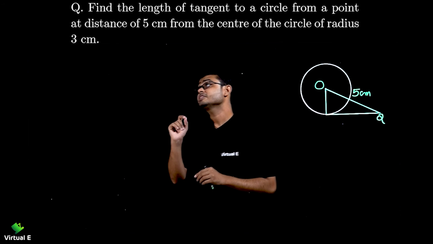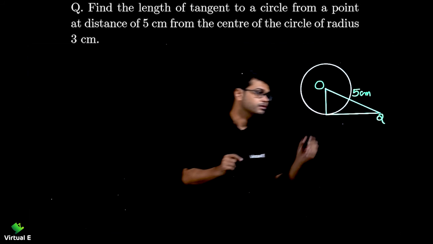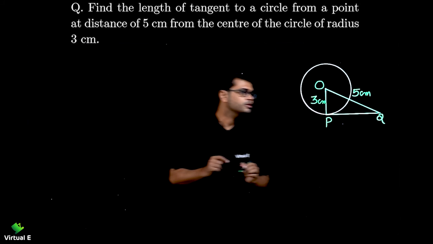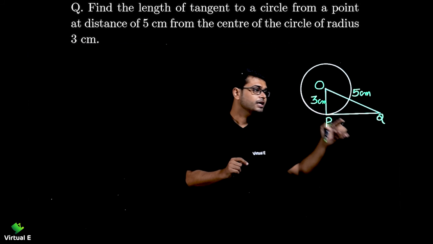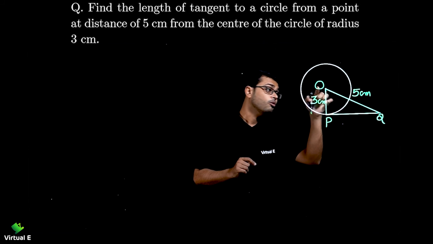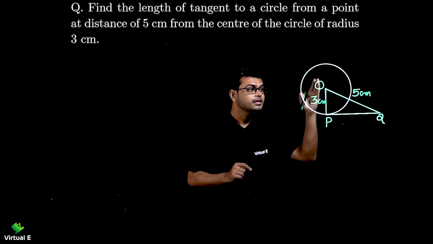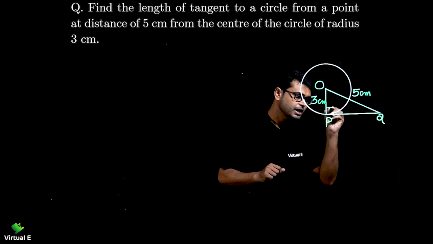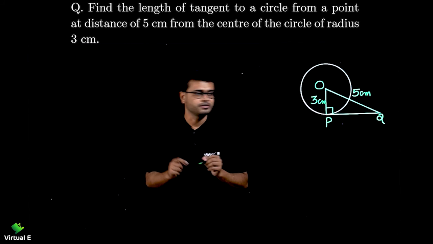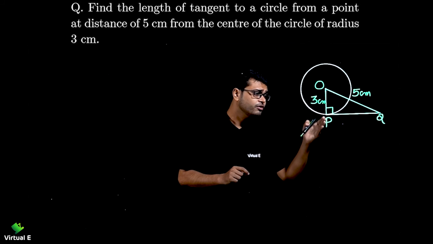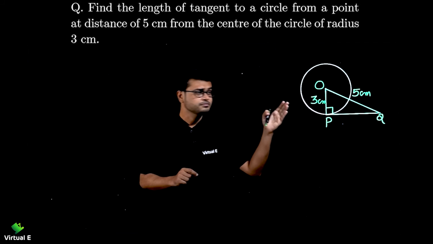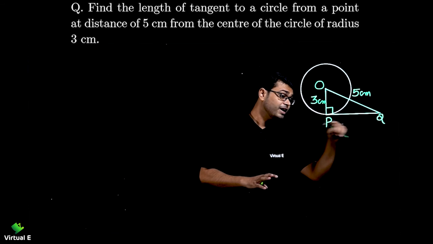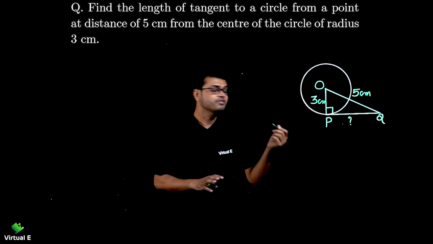Done. Now about the circle, radius is given 3 centimeter. So this is 3 centimeter. Let me take this point as P. Right, so you can see that PQ is tangent. OP is the radius, and OQ is the distance between center and the point. Simple. And we know that OP and PQ are perpendicular, 90 degree, right? At the point of contact, the line joining the center and the point of contact will be perpendicular to PQ. What we need to find is PQ. This is the missing quantity. Let's label everything first of all.